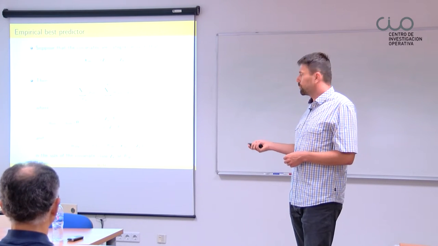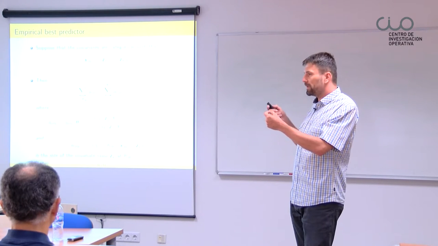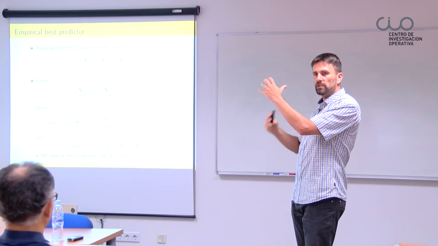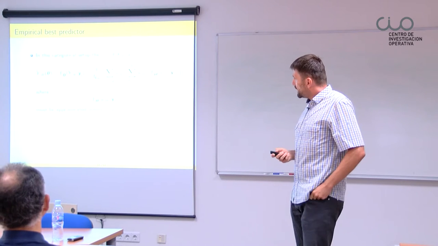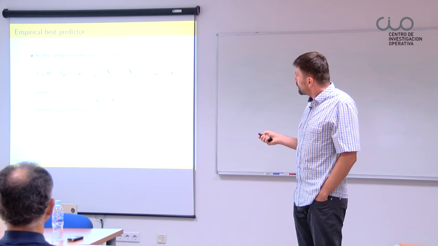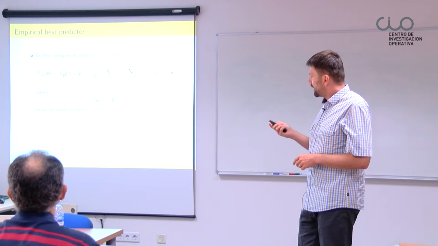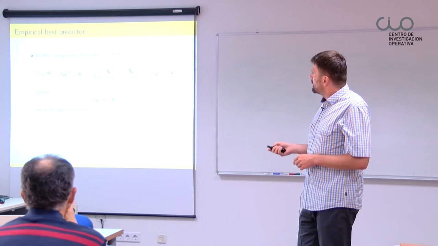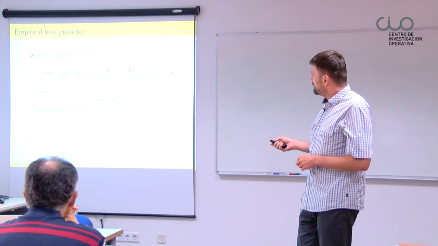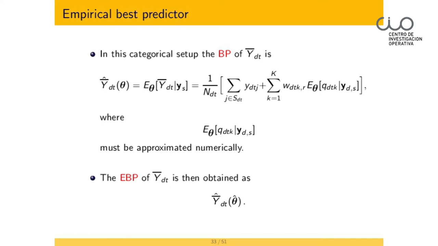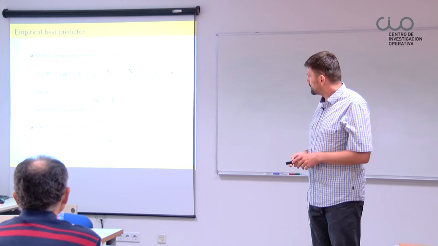So we know the number of unemployed people in domain D and time T from some external data. But it is enough to have the number for the whole area, not for each individual. So in this case, we can again rewrite the predictor of the mean. And then we have again this sum, which is known. And here we have the empirical predictor of the quantity, which must again be approximated. And as it depends on the unknown parameter theta, again, we have to estimate and plug in the parameter theta, and we obtain the so-called empirical best predictor of the mean.